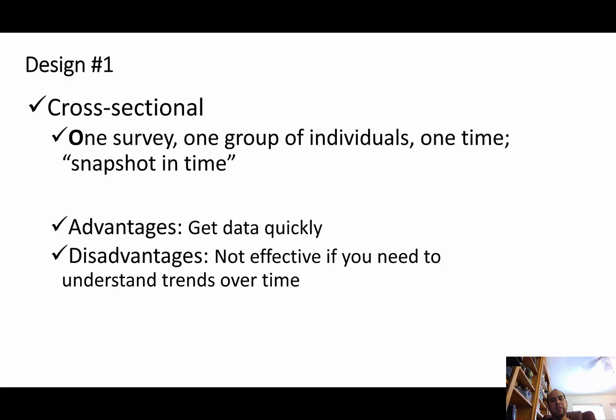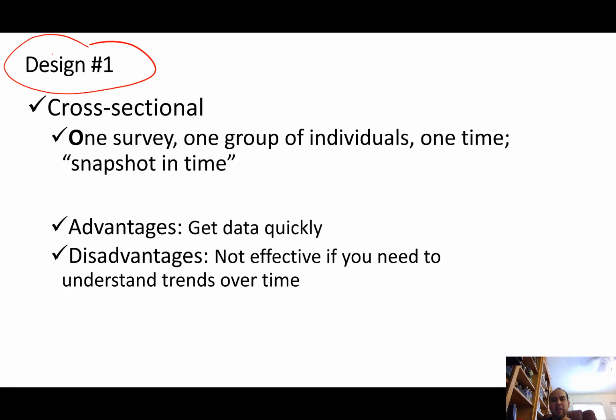So there are two types of designs. The first design is a cross-sectional design. This survey really looks at individuals at a snapshot in time. It's a one-time thing. You're not going to be doing it again. The advantage is you can get data quickly.